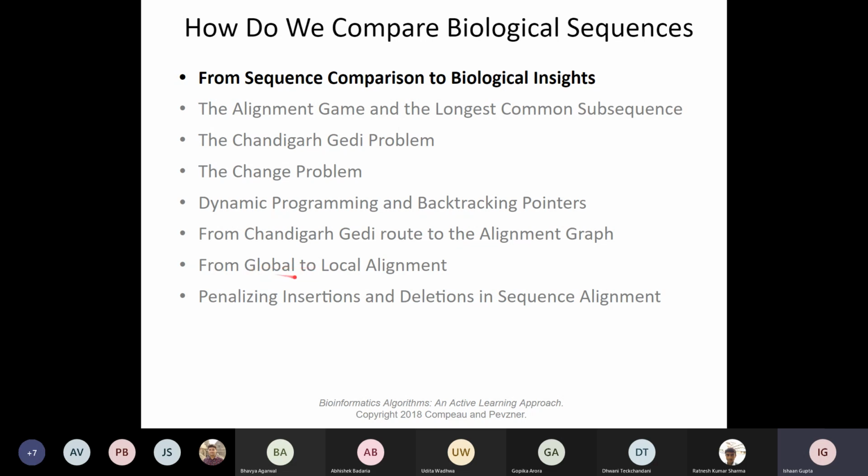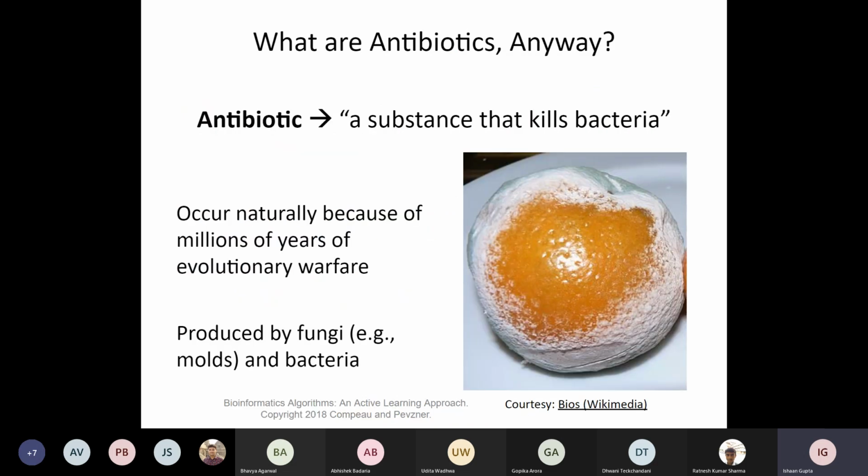And then in the end, I'm going to talk about two different kinds of alignment problems, global and local, and then different models for doing the alignment. So again, antibiotics are substances which kill bacteria. So I have already told you the background about it. For example, this is a loaf of bread, and on top of it, you can see this white mold, which is basically a fungus, which is actually the source of most antibiotics currently that we use.